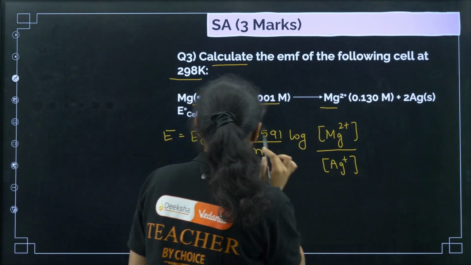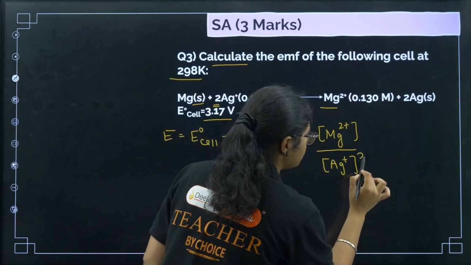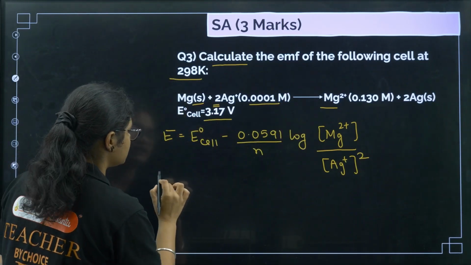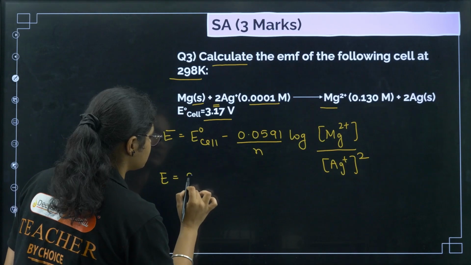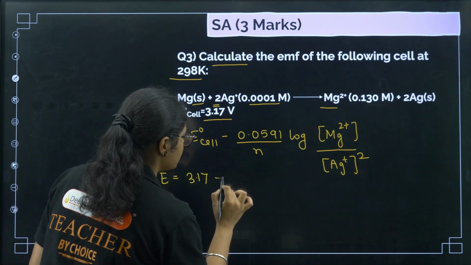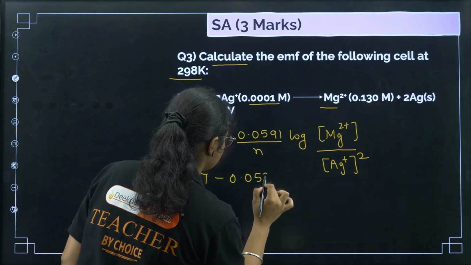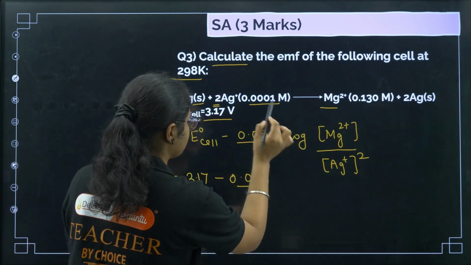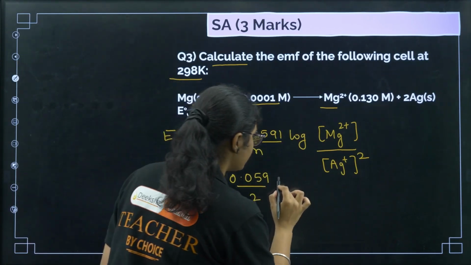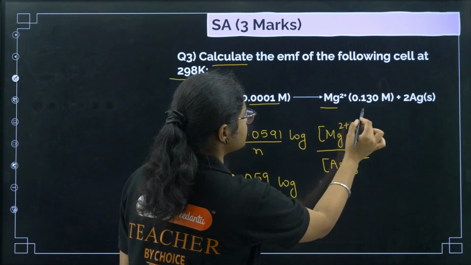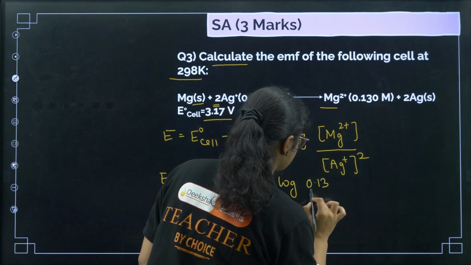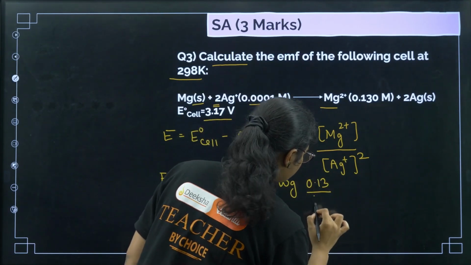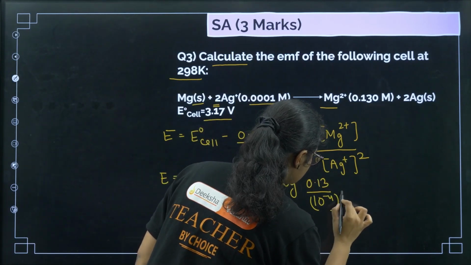Okay, and here you should not forget this 2. Ag+ squared should be taken. Now quickly substitute the values. E I have to calculate. E naught is 3.17 minus 0.059, you can take 0.0591 also. n value is how much? Again here n value will be 2. Then log of, what is the Mg2+ concentration? 0.13. And Ag+ concentration is 10 to the power of minus 4, squared.